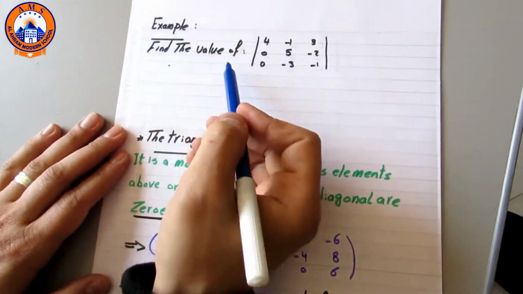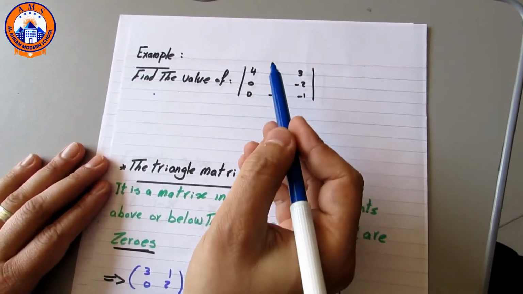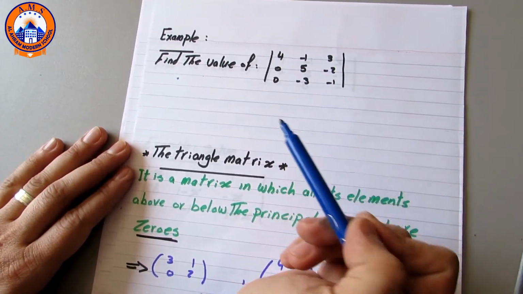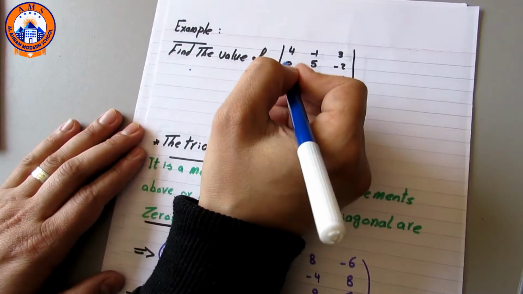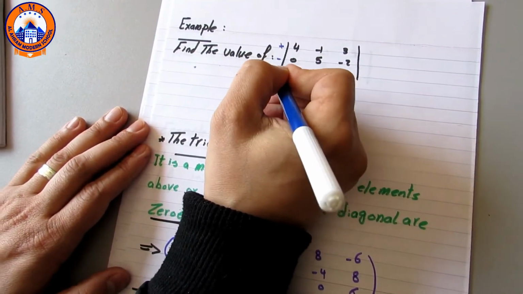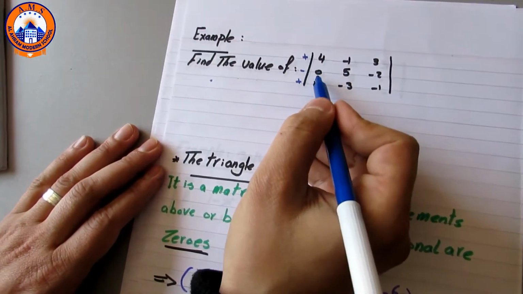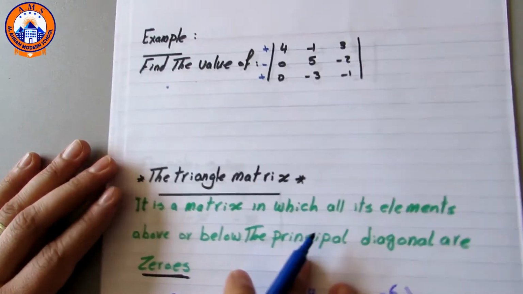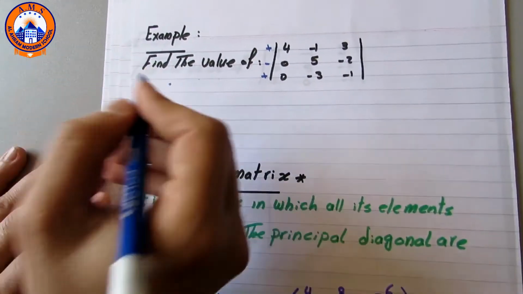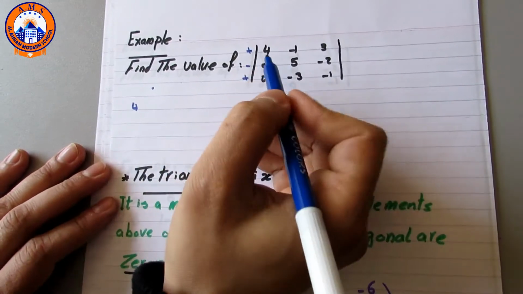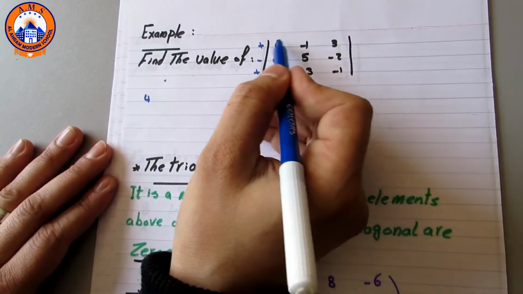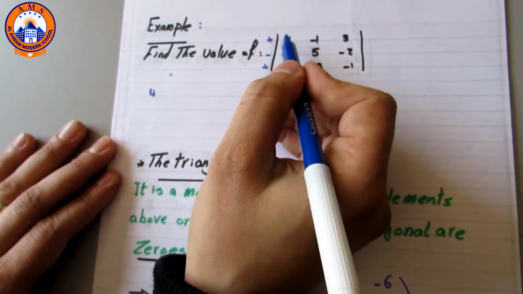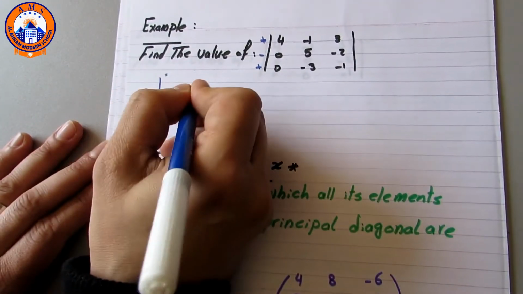Another example, find the value of the determinant for 0, 0, negative 1, 5, negative 3, 3, negative 2 and negative 1. So I will choose the first column for 0, 0. Why? Because we have zeros and 0 multiply anything equal 0. Okay. Number 4, I said when you choose any number, you have to eliminate or cancel the row and the column.